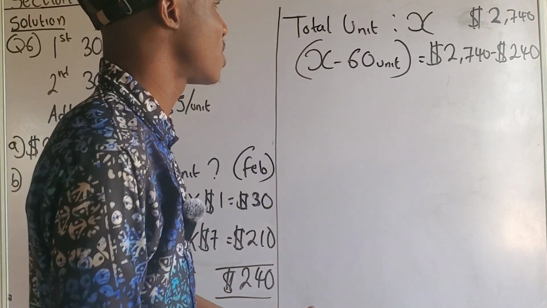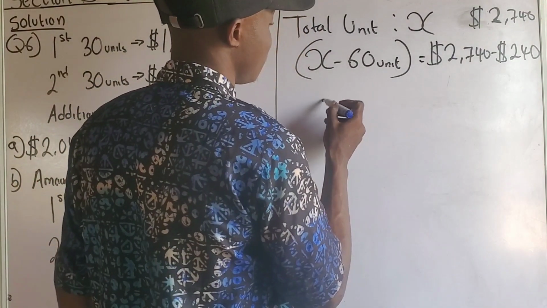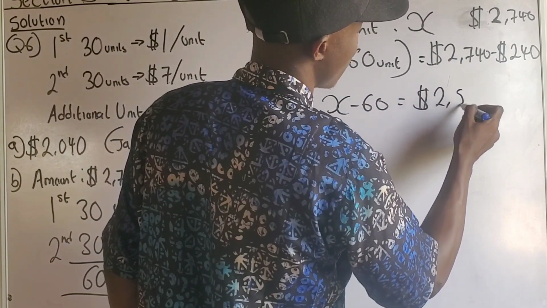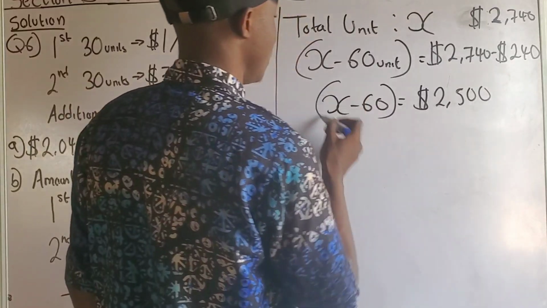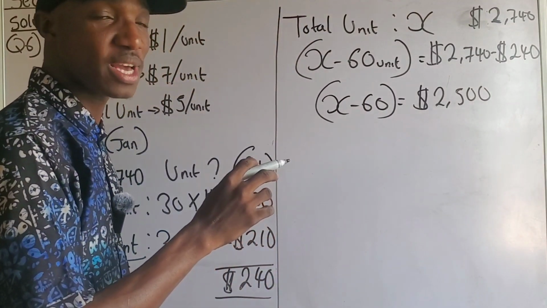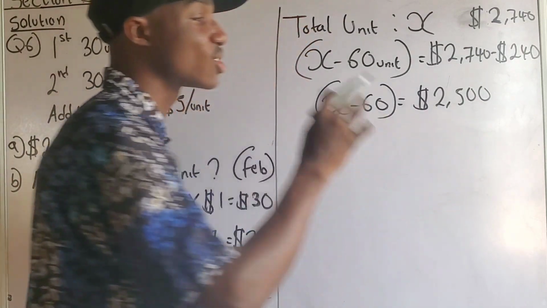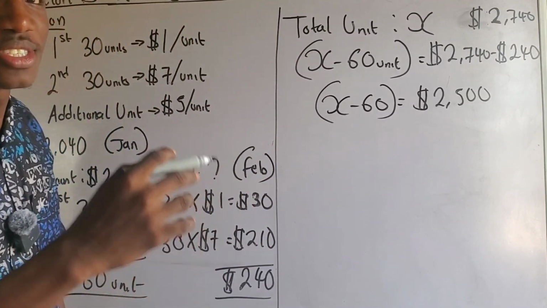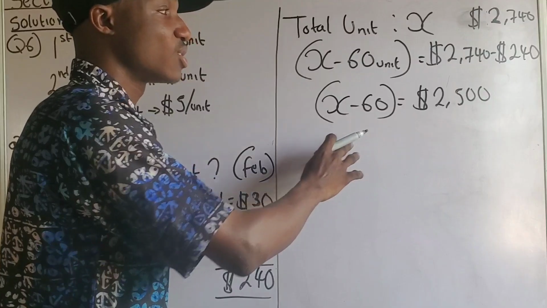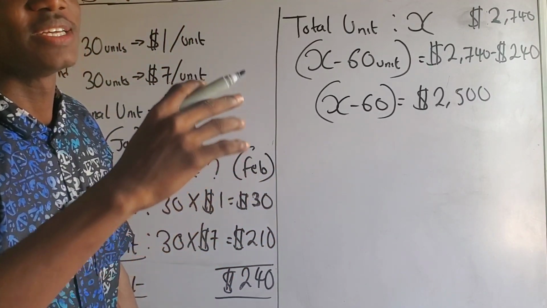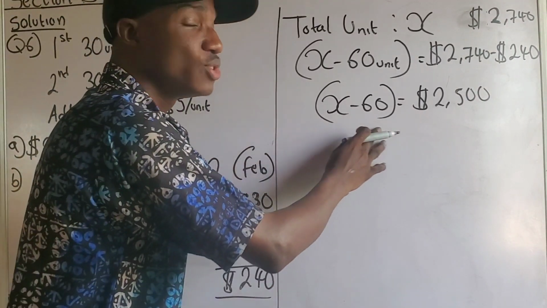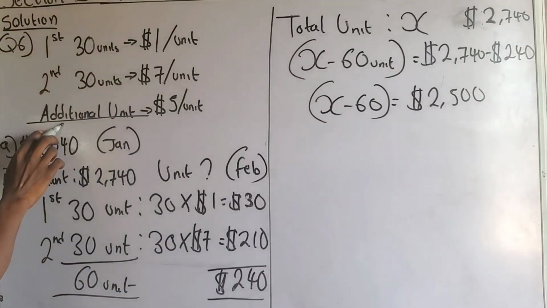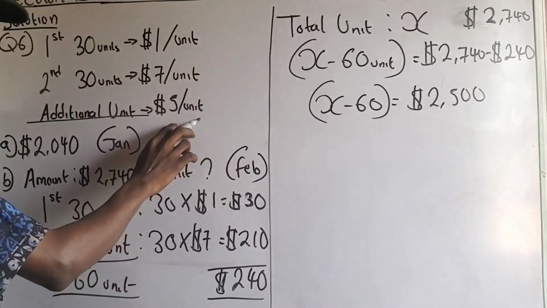Do you understand? So for this, I'm going to have X minus 60 is equals to $2,500. Now, please pay attention, this cost that you see here is the cost of the remaining unit, and the remaining unit, having subtracted 60 units, is what? X minus 60. So the cost of the remaining unit will be $5 times the remaining unit of electricity that she consumed. Do you understand? Since the cost of additional unit is $5 per unit, you understand?